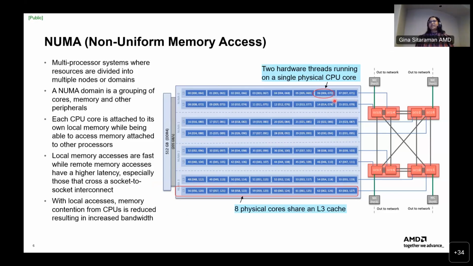Another thing we want to point out here is that on each physical core, we have 2 hardware threads running. For example, here, physical core number 6 has hardware thread number 6 and 70. And another thing I want to point out is that here we see there are 8 cores, all of them sharing the same L3 cache. We have 8 such sets of 8 cores, and each of those sets shares an L3 cache. That has some benefits we will see later.